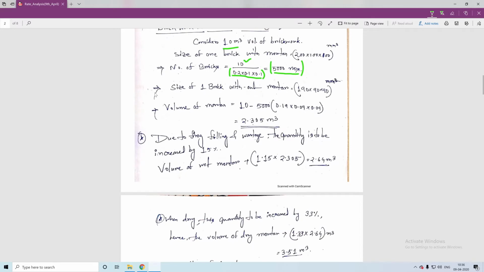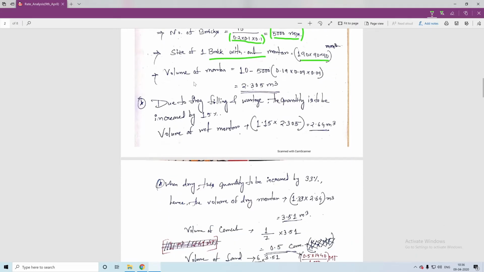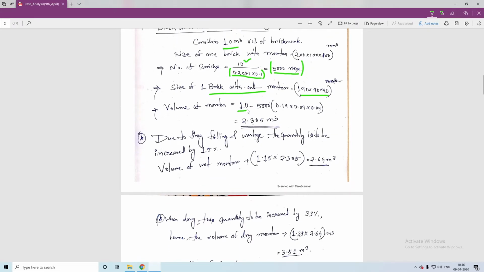Now I know the size of the brick without mortar, that I already told earlier. What is 90 into 90 into 90? So the volume of the mortar will be 10. This is the total volume. The 5000 bricks I got from here, and this is the brick size without mortar. So if you solve this equation, what do you get? You get the actual value of mortar that is required for these 5000 bricks.